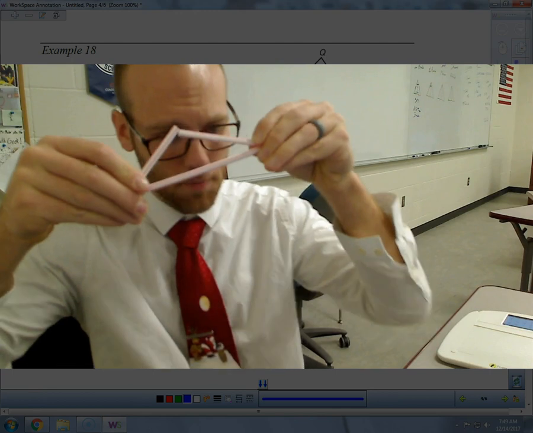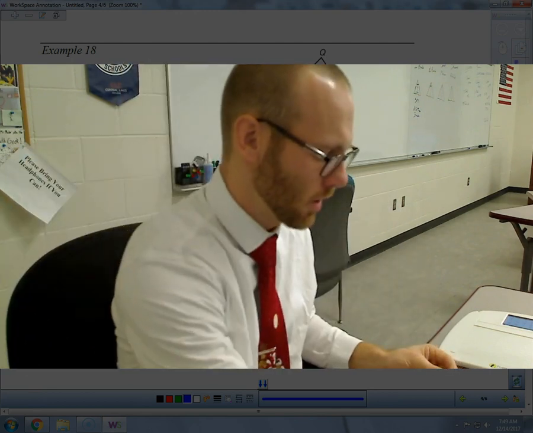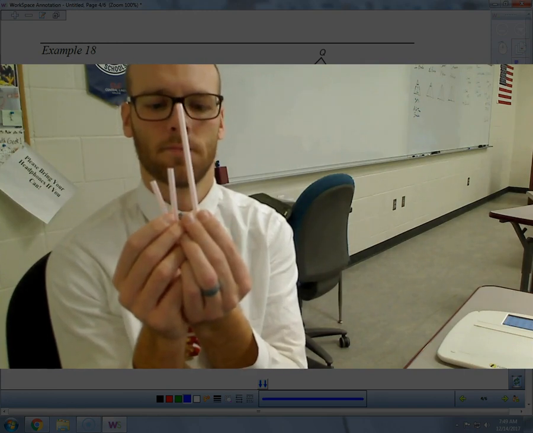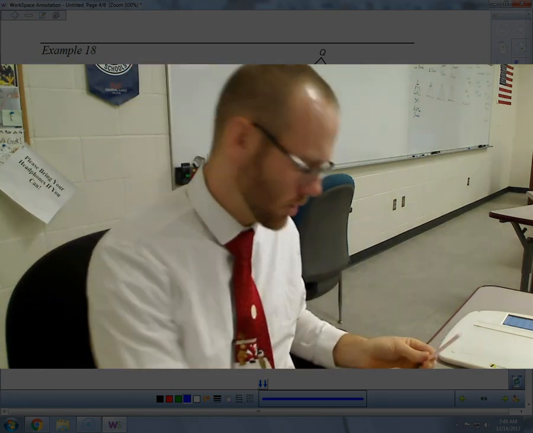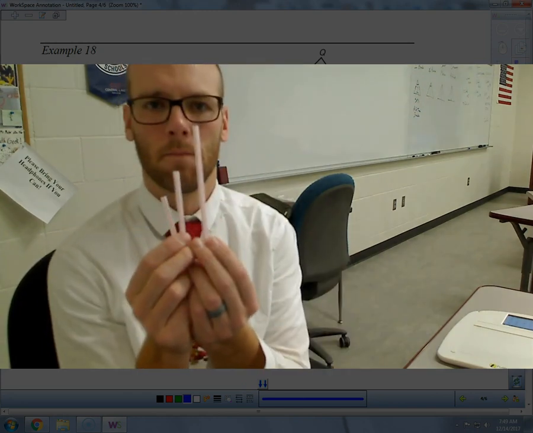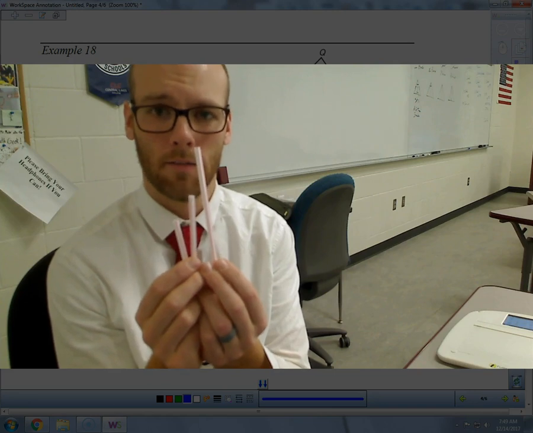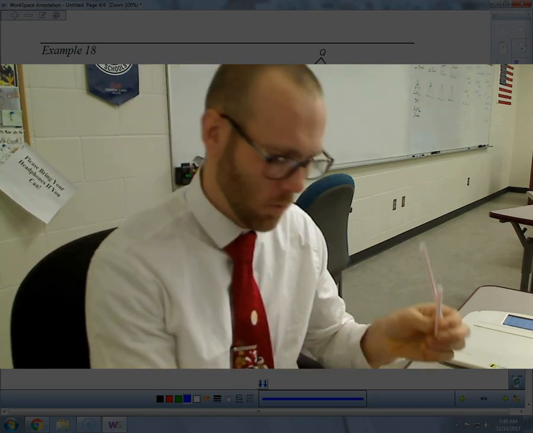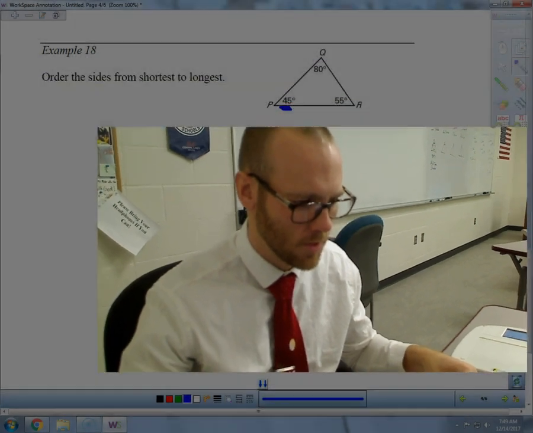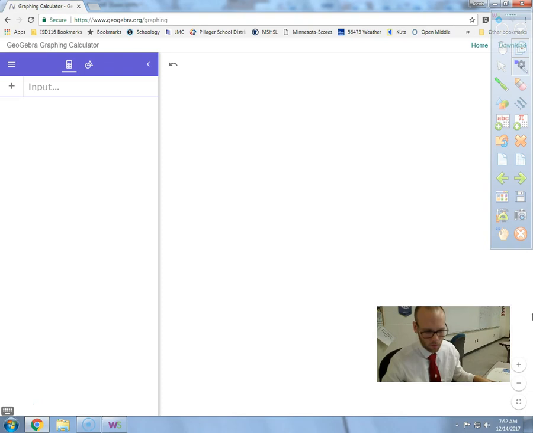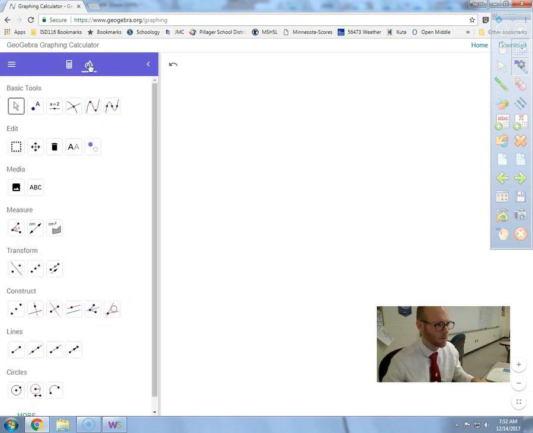So what's the difference between our first situation of these 3 and the situation between those 3? How can I tell that difference? How can I tell if it's possible to make a triangle or not? Well, let me use GeoGebra here as another visual. I'm going to make a segment across the bottom.